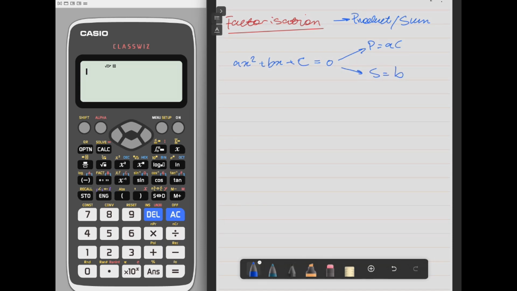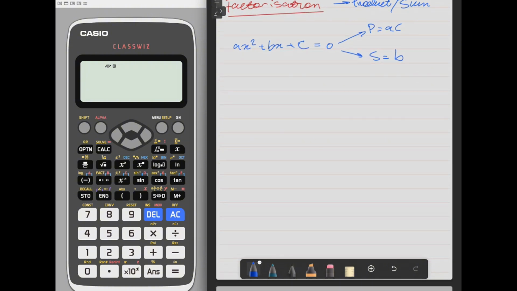And you have to find a pair of numbers which have the product AC and have the sum B. Then let's do an example. If you have x squared plus 6x plus 5 equal to 0, how can you solve this?